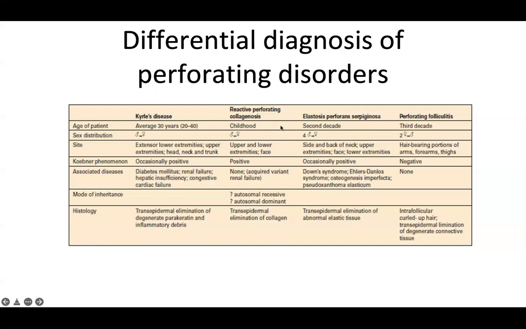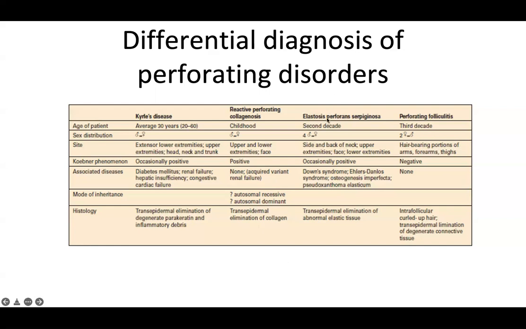For all intents and purposes, reactive perforating collagenosis you would see purely in childhood. It can be in males and females and occur on the upper and lower extremities and the face. It is positive for Koebner phenomenon more often than Kyrle's disease. The classic reactive perforating collagenosis has no association. However, as we mentioned earlier, the acquired variant is often associated with renal failure. Separating that out from Kyrle's disease is going to be pretty difficult. There are several literature reviews on this topic, and if you're more interested, you can delve into those and see some of the controversy behind it. The mode of inheritance may be autosomal recessive, maybe autosomal dominant. And as I mentioned, there is transepidermal elimination of collagen on histology.